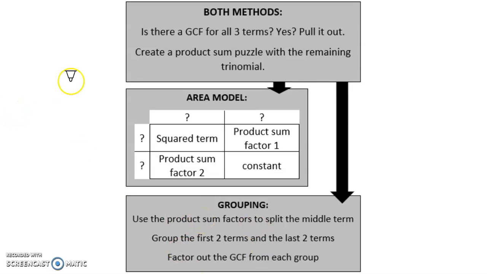Okay. All right. So look for a GCF for all terms. Pull it out if you can. Create a product sum puzzle. And then we're going to use the area model, just like we did for multiplying, except now we do backwards thinking, reverse thinking, to figure out what multiplied to create that inside pattern.